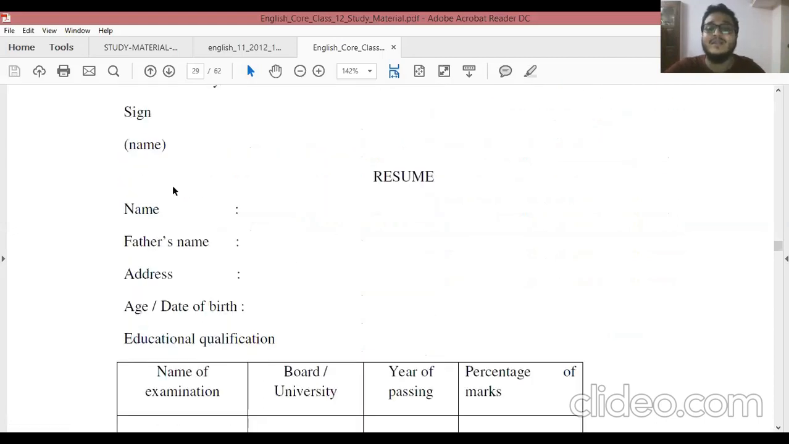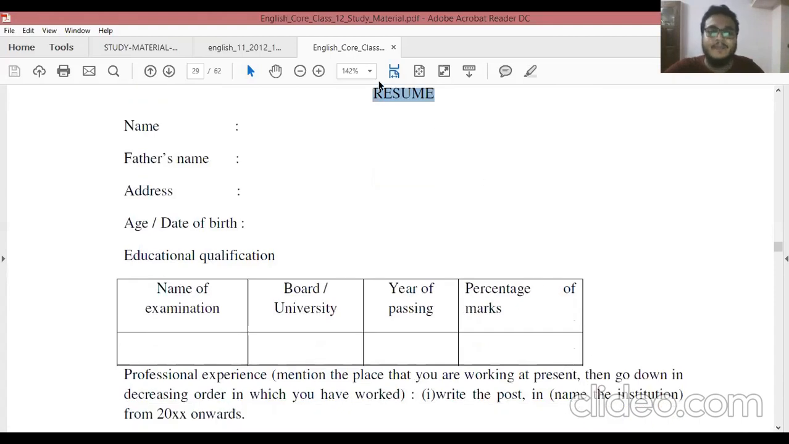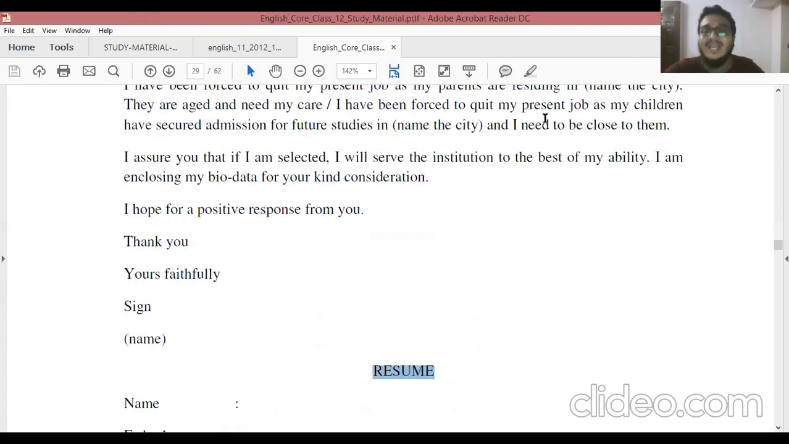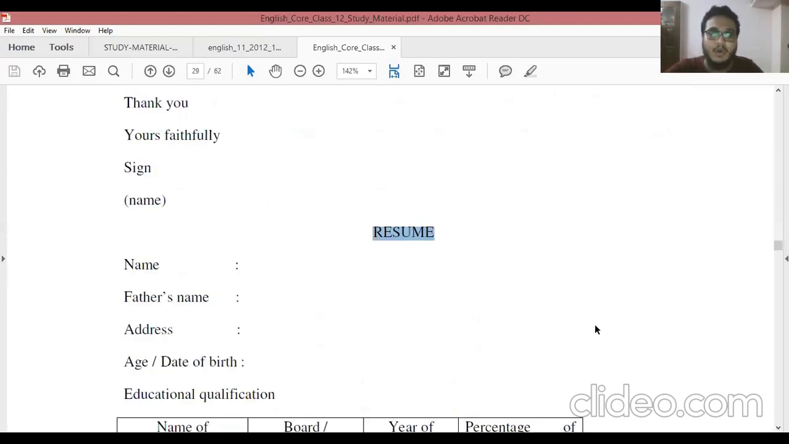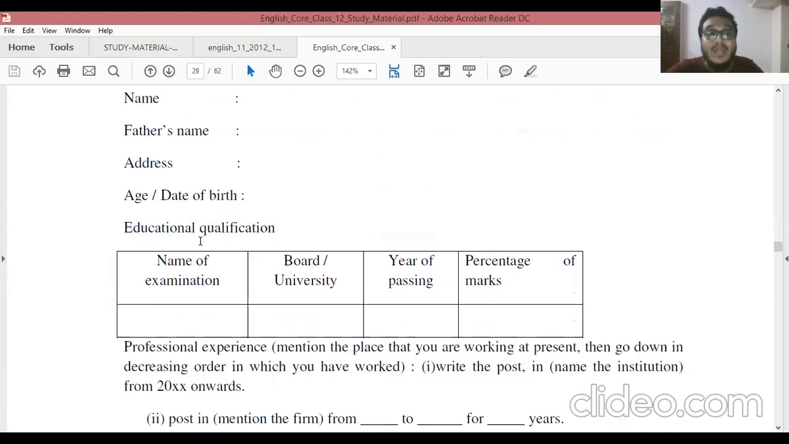See the resume. This is a basic format. You can write resume, but it is better to use biodata. It's commonly used in CBSE. This is a common format. Take a click, save it, and everything should be in a box. The letter will be in a box. If it doesn't come on one single page, keep it on another page. Keep biodata in one single box. As a heading: resume or biodata, name, father's name, address, age or date of birth, qualification.